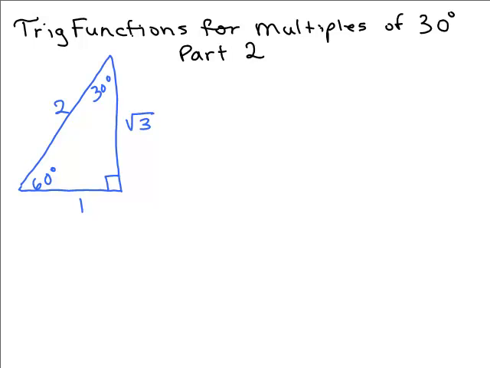This is part 2 of finding trig functions for multiples of 30 degrees. And in part 1, we found the trig functions for 60 degrees by using this 30, 60, 90 triangle that we developed. You kind of want to memorize how that looks. The smallest side's 1, the medium side square root of 3, those are the legs of the triangle, and then the hypotenuse is 2. So now let's do it for a 30-degree angle.